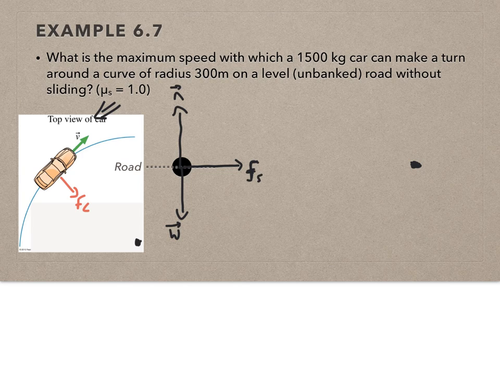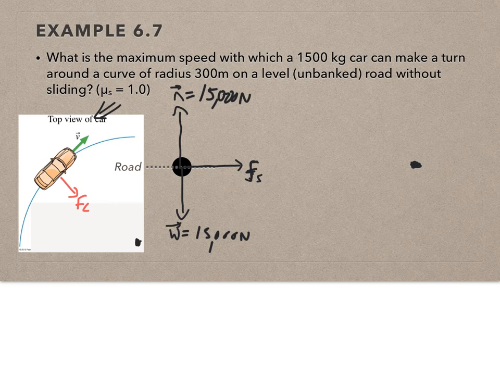All right, now what do I see? I know from our last chapter that my normal force should be equal to my weight. So what is that weight? It is 1,500 kilograms times 10, so 15,000 newtons. That's my weight. My normal force is going to be equal to that, 15,000 newtons.